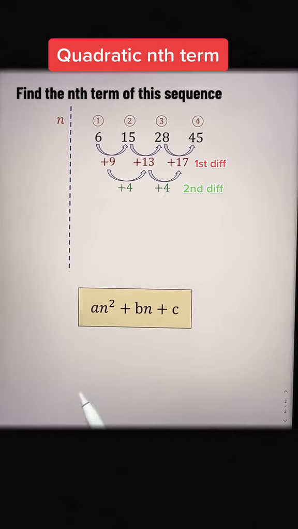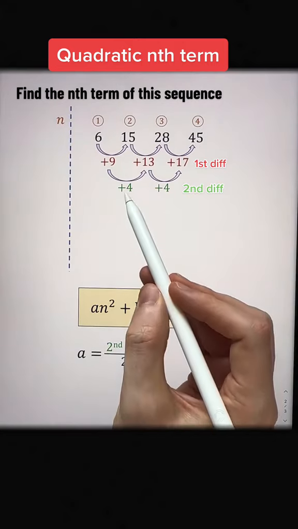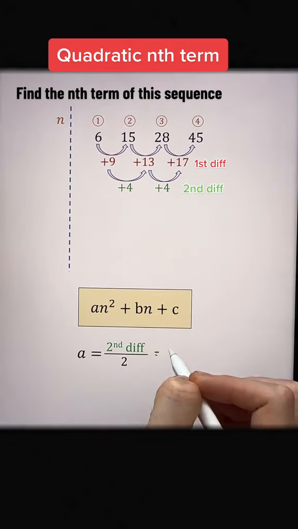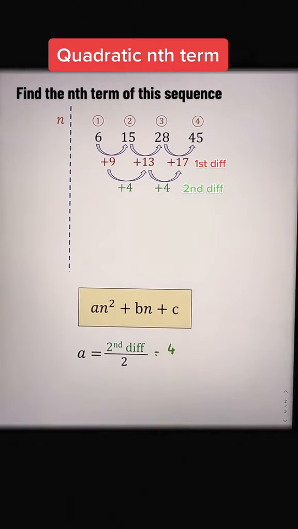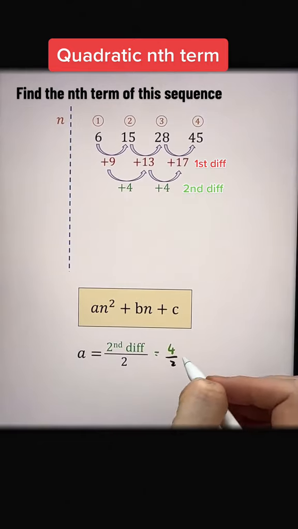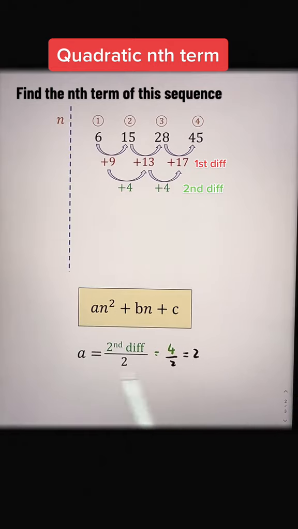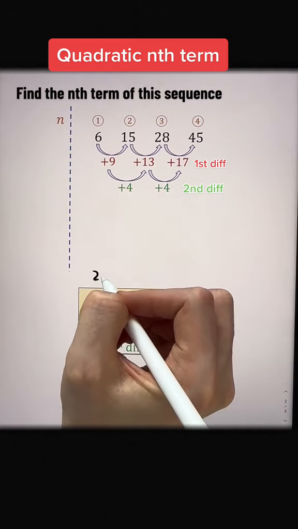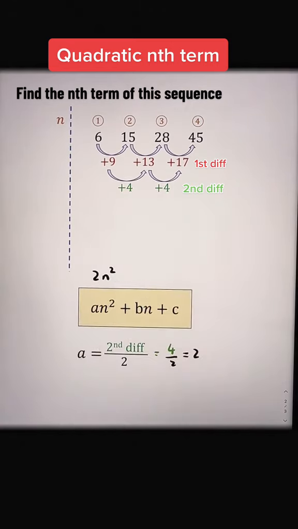To work out our value for a, it's always our second difference divided by 2. In this case, our second difference is positive 4. Hence, a is going to be 4 divided by 2, which gives us 2. Once I've found the value of a, in this case 2, I know it can go in front of my n squared, so I know my quadratic nth term is going to start with 2n squared.